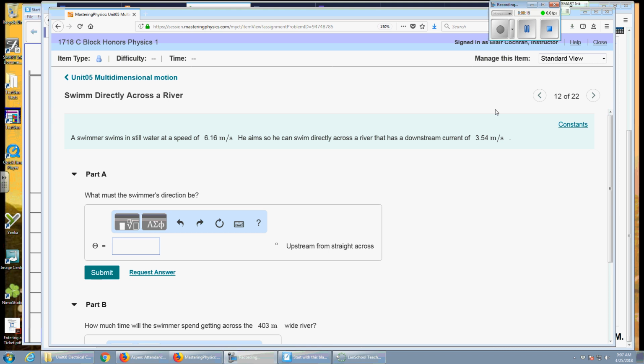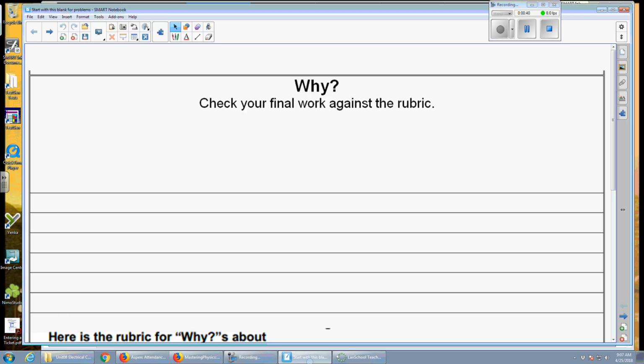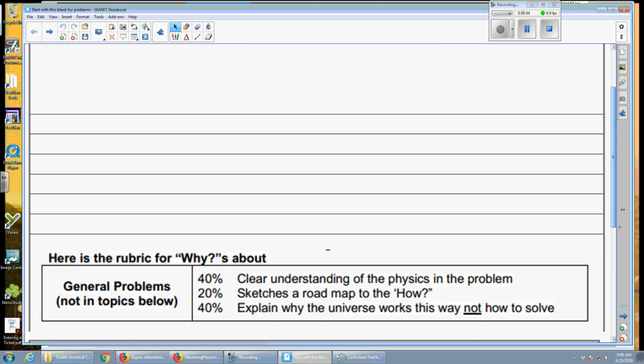So number 12, we have a swimmer in still water at a speed of this. He aims so he can swim directly across a river that has a downstream current of this. So this one, I'm probably going to include a diagram in it. I'll probably put that in my y. So it's going to be just the generic form of the y here.